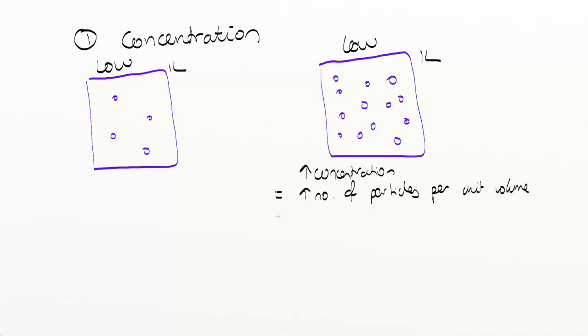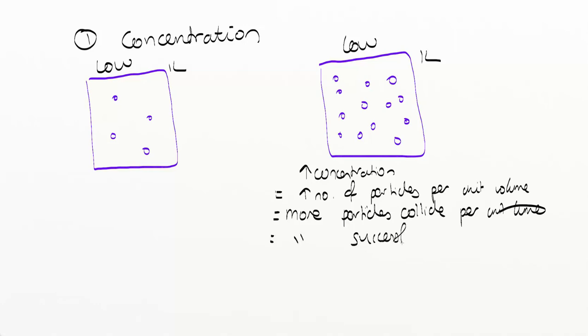So an increase in concentration means an increase in the number of particles per unit volume, which means that more particles collide per unit time. And if more particles collide per unit time, there's going to be more successful collisions per unit time. And if there's more successful collisions per unit time, that will increase the rate of reaction. So concentration essentially follows this explanation here.